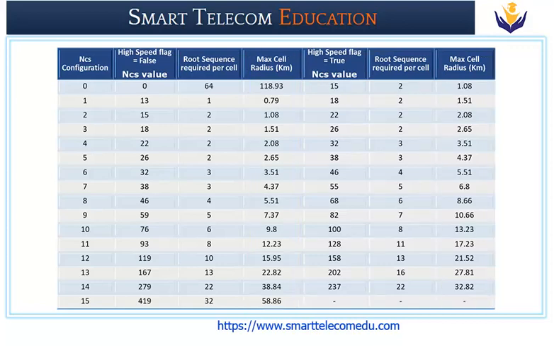If the cell range is 5 km, and the high-speed flag is set to false, then the NCS value is 8, and the number of required root sequence indexes for the cell is 4. If the cell range is 10 km, and the high-speed flag is set to true, then the NCS value is 9, and the required number of root sequence indexes for the cell is 7.